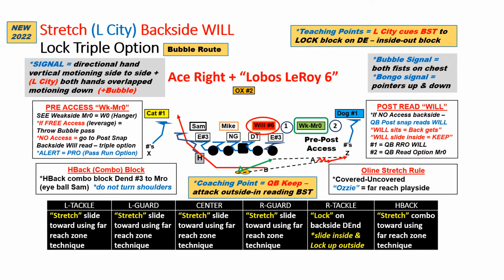Quarterback again, if he sits, the back gets. If the wheel chases, then the quarterback can keep out the back door and now read weak Mr. 0 for keep or throw on the bubble.